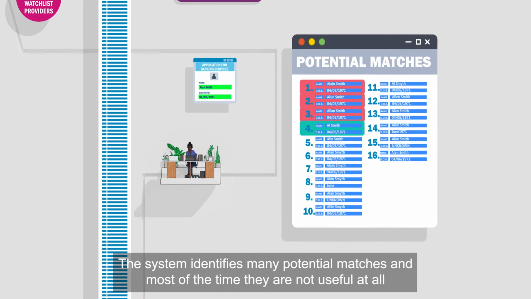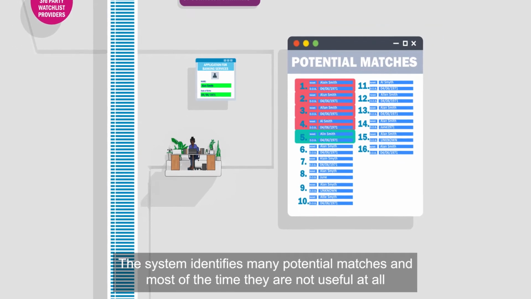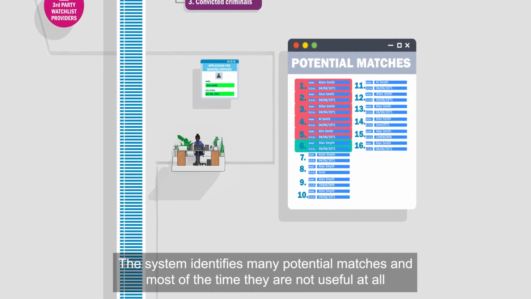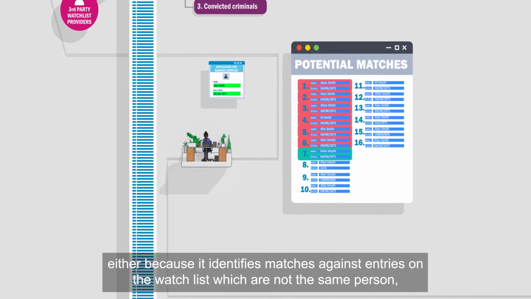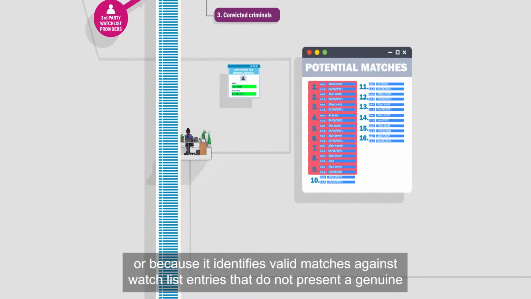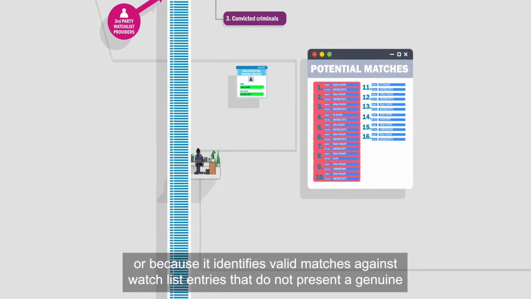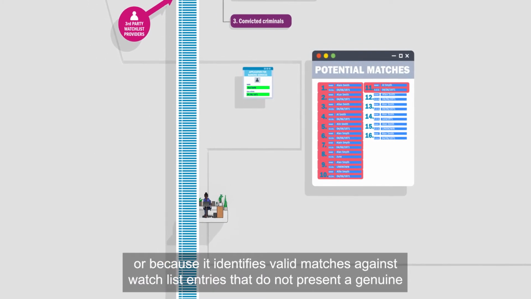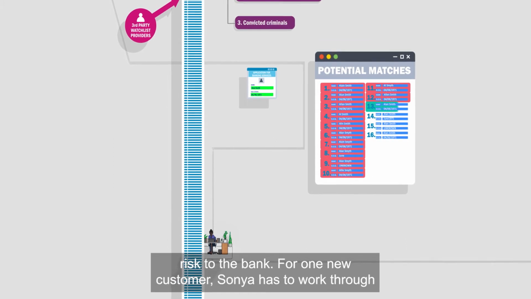The system identifies many potential matches, and most of the time they are not useful at all. Either because it identifies matches against the entries on a watch list which are not the same person, or because it identifies valid matches against watch list entries that do not present a genuine risk to the bank.